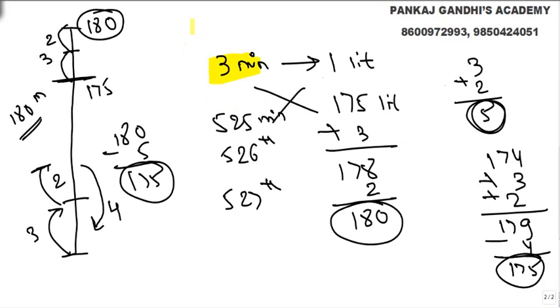In 3 minutes, together, first A, then B, then C, they do 1 liter. How many minutes for 175? Now next minute A will come, fill 3. Next minute B will come, fill 2. Not completely filled. So the answer is 527.